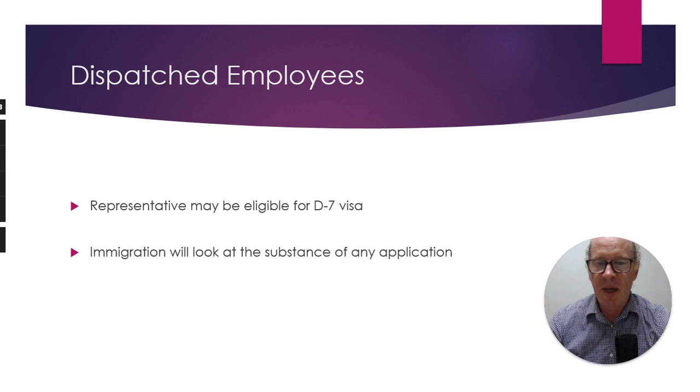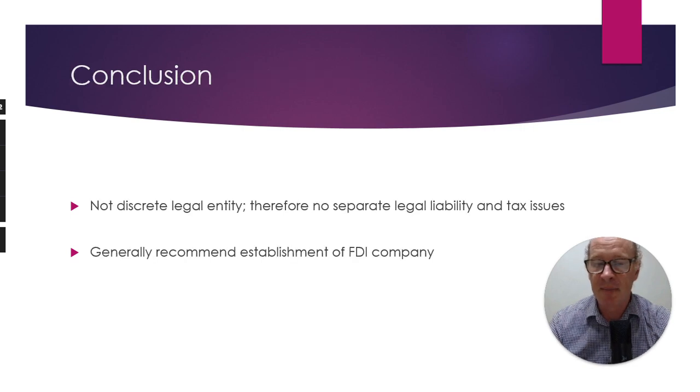Okay, so dispatched employees. So obviously the branch office will need somebody to work for it. The representative may be eligible for a D7 visa. However, it's important to bear in mind that immigration will look at the substance of any application, so it will look very carefully at the home company and also at the applicant themselves.